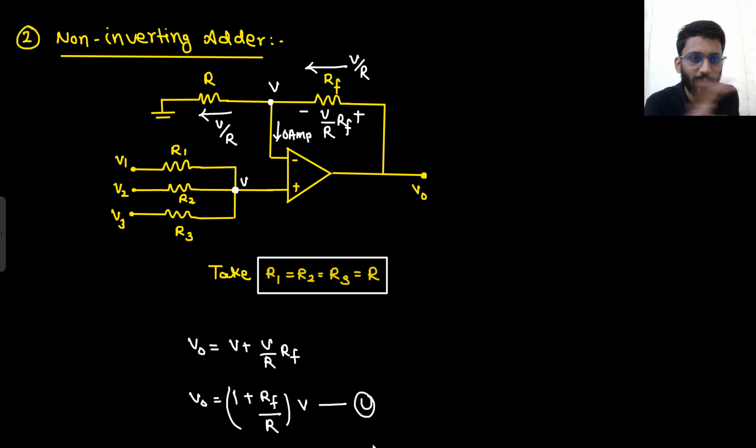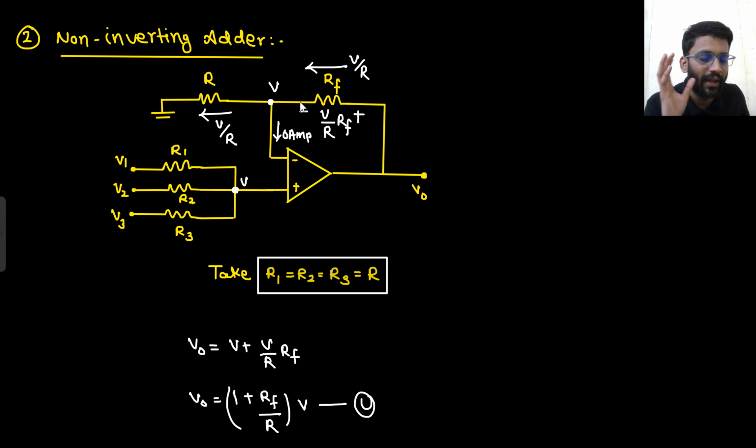Also, you did not need to do all those things. Why so? Because I already told you, you have to remember the formula of the non-inverting amplifier gain. What is the gain of a non-inverting amplifier? 1 plus RF by R. The input was at this terminal, and the input is V. So what will be V naught by V? V naught by V would be 1 plus RF by R. This is how you can remember.